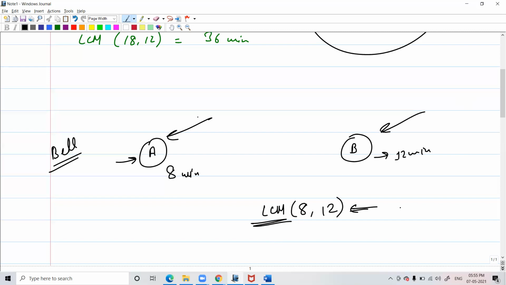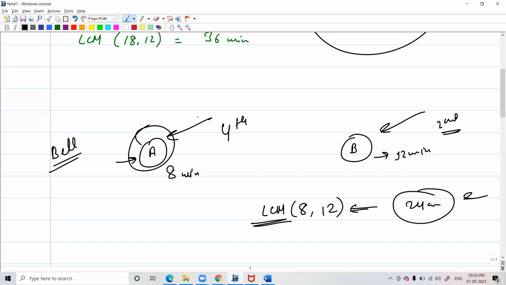24 minutes. Yes, so it will be 24 minutes. So in 24 minutes, this first bell will be ringing the third time. Oh, I'm sorry. Yes, 8 3s are 24, not 8 4s. You're right. So this first bell will be ringing the third time, and this will be ringing the second time. But exactly on the 24th minute, they both will ring together. So as you can see, 24 is the LCM of 8 and 12.